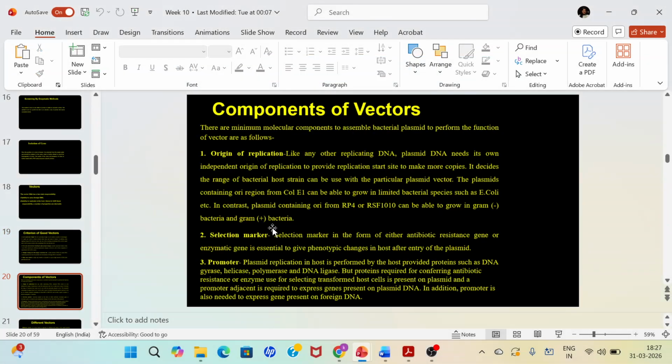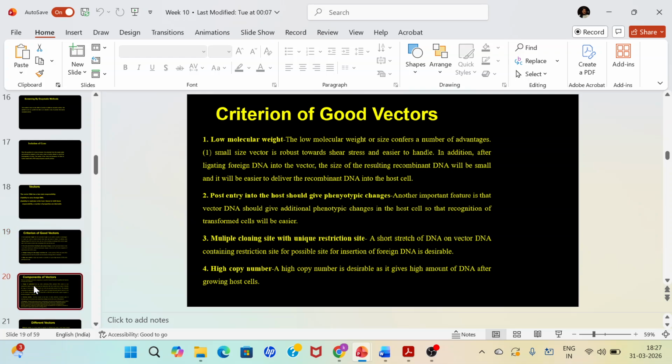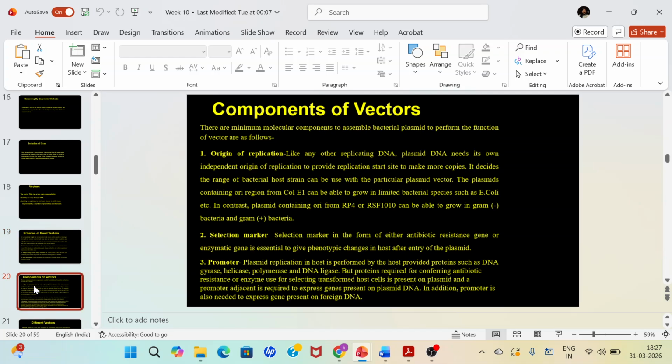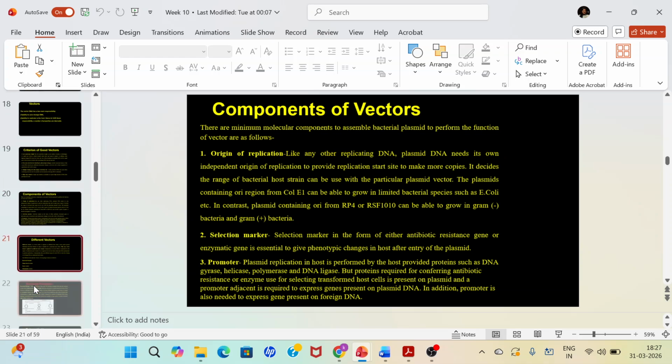These were some of the desirable properties, the criteria for a good vector. Now, the components of the vector, what should be there in the vector? It should have an origin of replication, the point from where the replication must start. Then the selection marker can be some kind of antibiotic resistance or an enzymatic gene, which is essential to give the phenotypic change in the host after the entry of that particular plasmid. And it should also have a promoter so that the gene replication can happen smoothly.